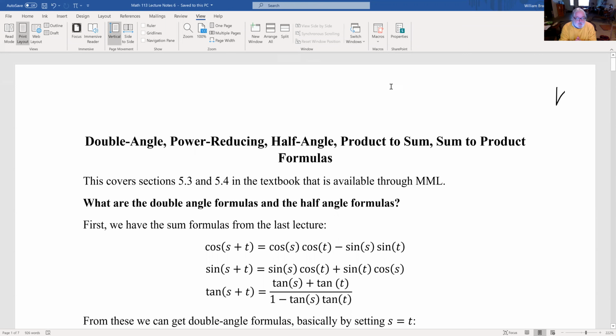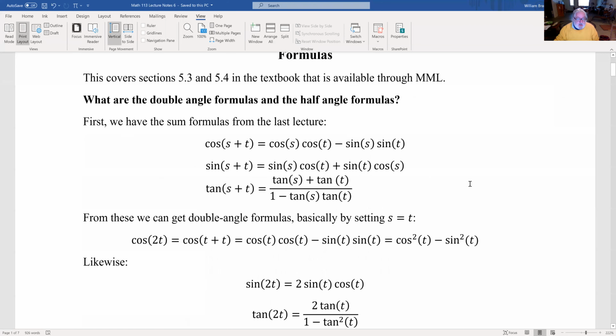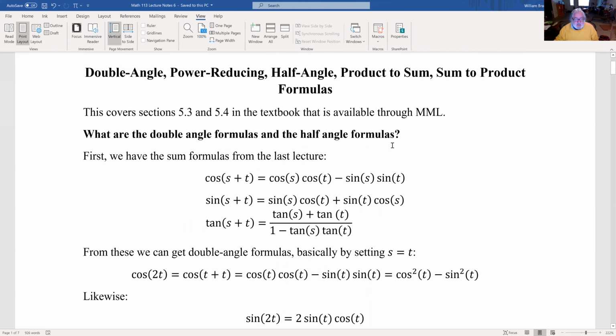Okay, so we're back. We're going to look at sections 5.3 and 5.4 in the book, which is about the double angle, power reducing, half angle, product to sum, and sum to product formulas. And this will be, I think, the last set of identities that we need to know. So what are the double angle formulas and the half angle formulas?